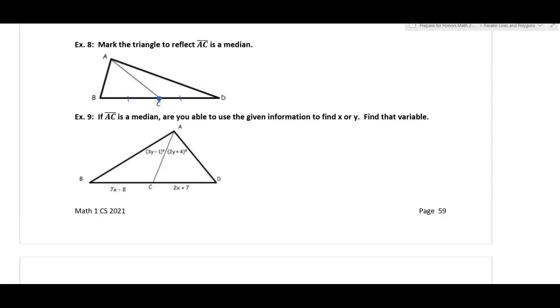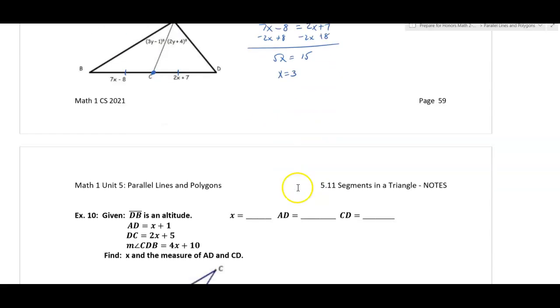Example 9. If AC is a median, you are able to use the given information to find x or y. Find that variable. Here, I can use this information. I can't use it to find y, because y represents angle measures and a median gives me a midpoint. So I know right away from A to C, that's a midpoint. So that's congruent to that. So I can find x by setting those measures equal to each other. Subtract 2x, add 8, 5x equals 15, x is equal to 3.